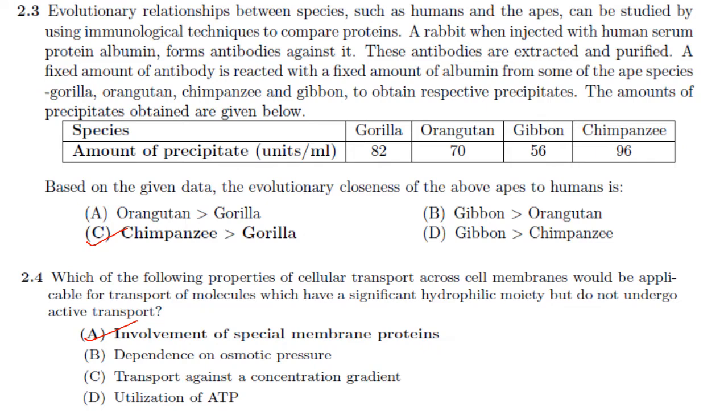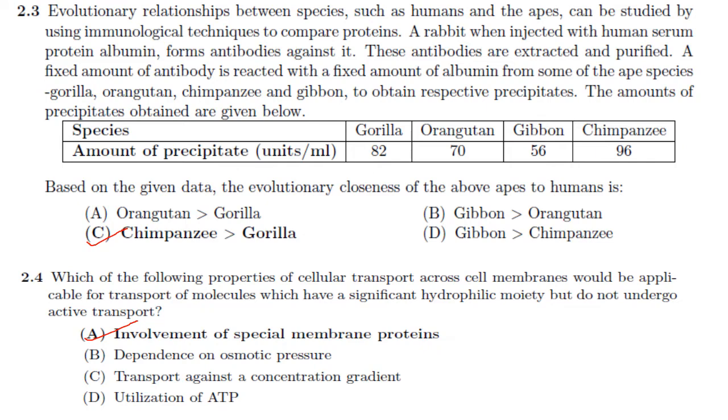Then next one. Which of the following properties of cellular transport across cell membrane would be applicable for transport of molecules which have a significant hydrophilic moiety but do not undergo active transport? Option A, involvement of special membrane proteins. That is correct. Dependence on osmotic pressure? No. Transport against a concentration gradient?